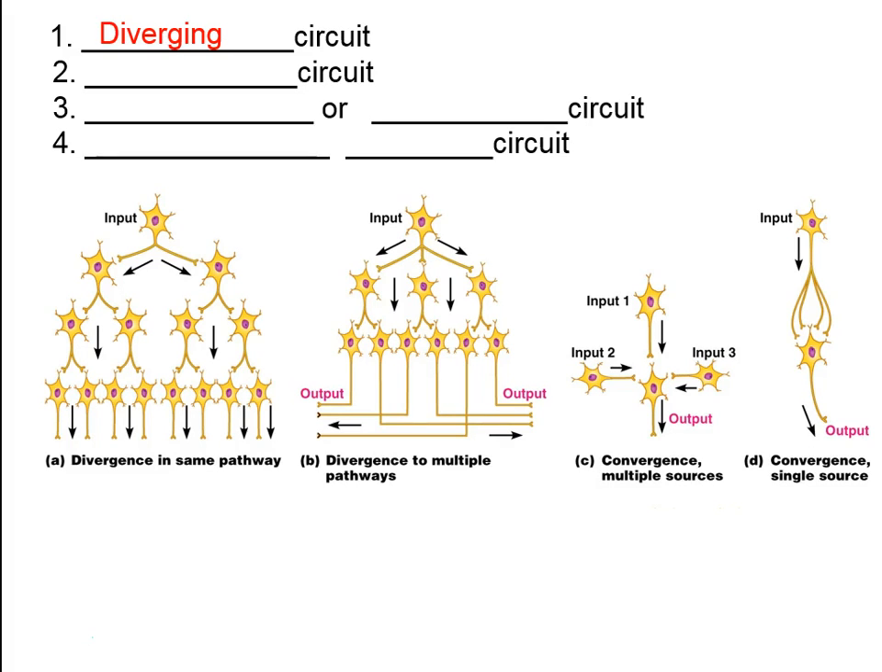One kind of circuit is a diverging circuit, where you have an impulse coming into one neuron and it splits that impulse and excites 2 neurons, and then 4 neurons, and then 8 neurons. So some kind of action where you're wanting it amplified would be a diverging pathway. One brain neuron innervates hundreds of skeletal muscles.